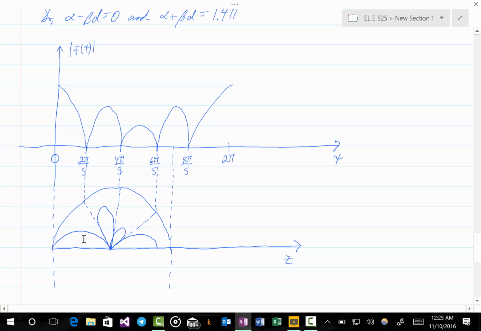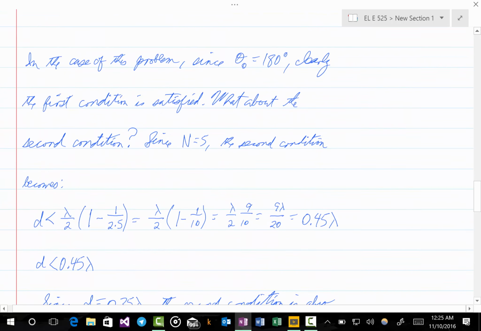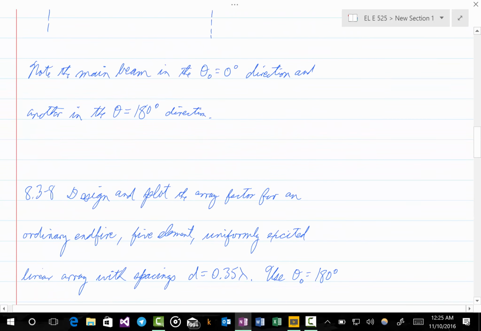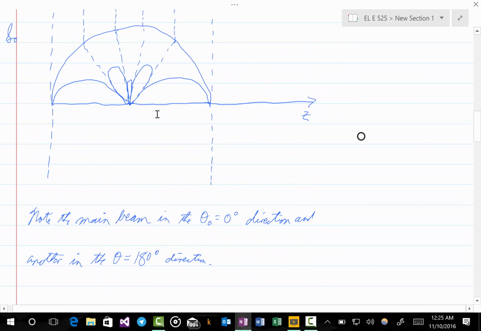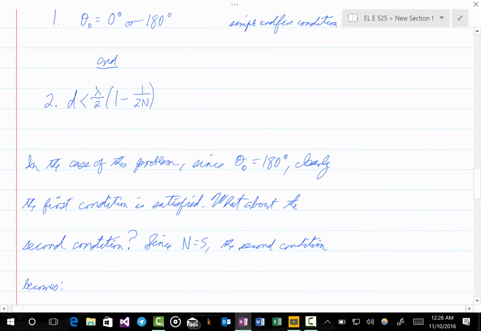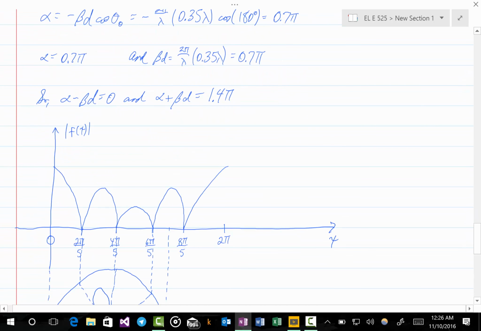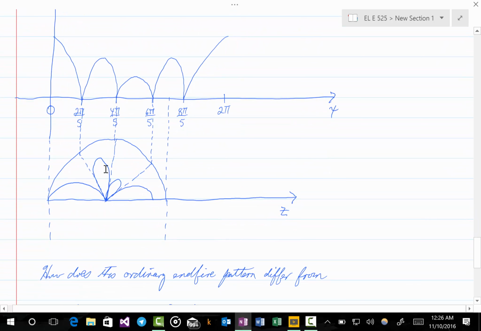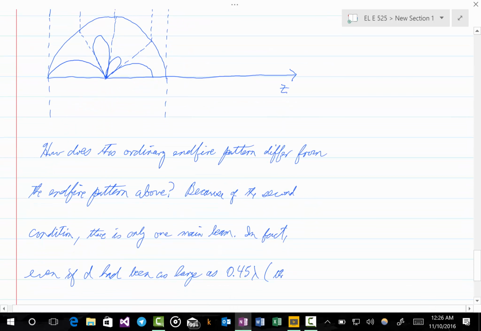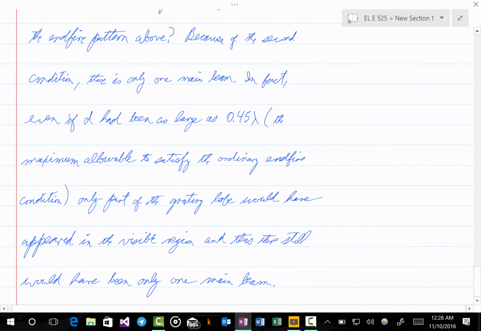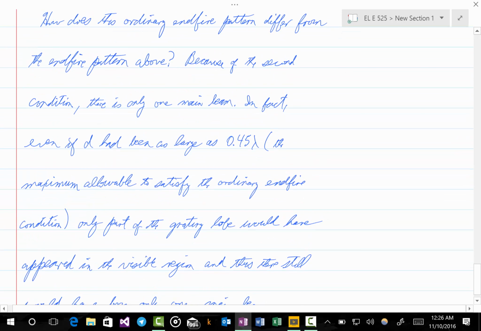So we see that we have only one main beam in this case in the 180 degree direction, rather than two main beams as we did in this case. So that's why this is an Endfire case, but the problem we considered here satisfies the ordinary Endfire condition, which gives us just one main beam. And that is summarized there in those few words.